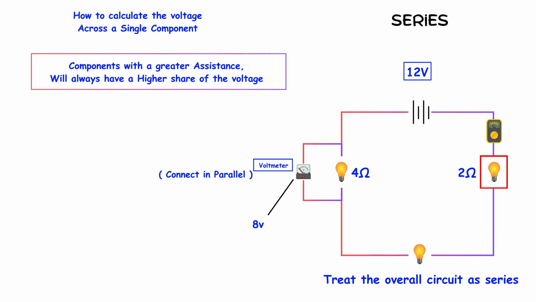And if maths isn't your thing, we can just use a voltmeter placed in parallel across the component to directly read the voltage. This one would show 8 volts. Even though voltmeters are in parallel, the overall circuit is still considered a series one.